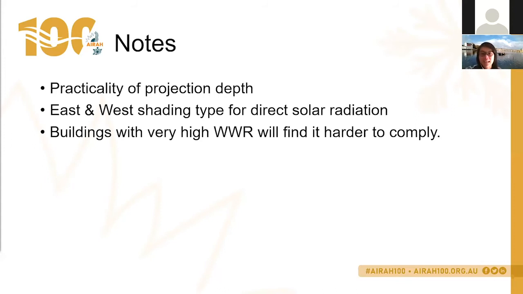A key item with the 2019 changes is that buildings with very high window to wall ratios, a high level of glazing, will find it much, much harder to comply using deemed to satisfy requirements in the 2019 code.